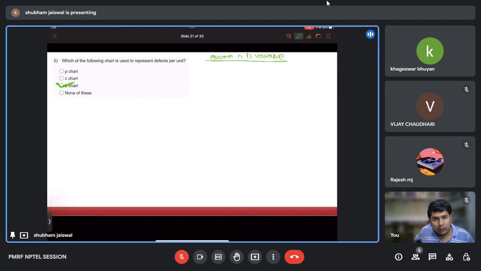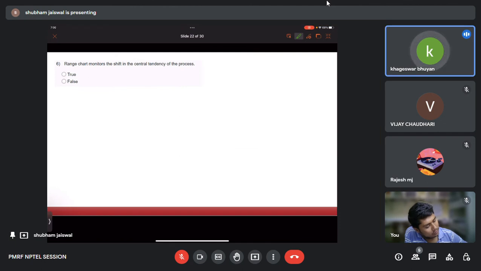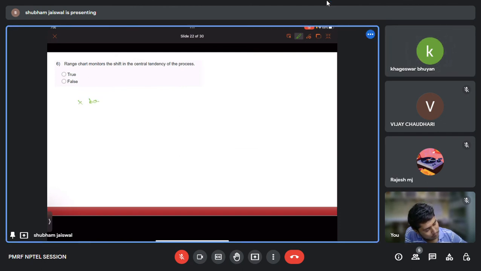So moving towards our last question: the range chart monitors the shift in the central tendency of the process. Is it true or false? No, false.